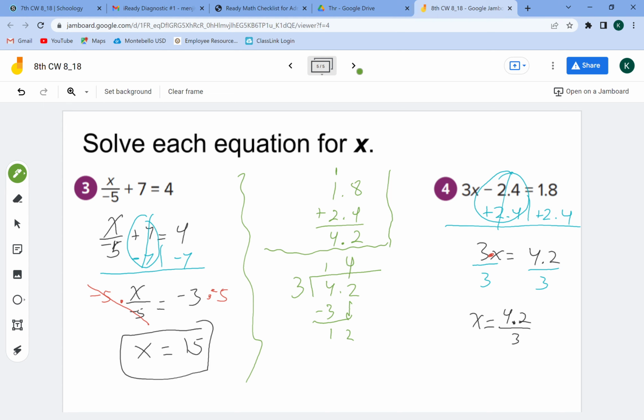4 times 3 will give me 12. Then I go ahead and subtract that, and I get 0 remaining. But keep in mind there's a decimal right there. I know I didn't make it clear, so let me bubble that in there. That's a decimal. So then I put the decimal on top there. So then I get x is equal to 1.4.